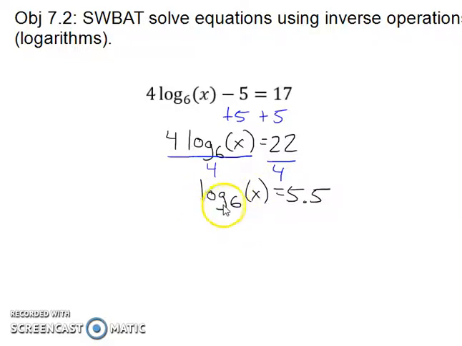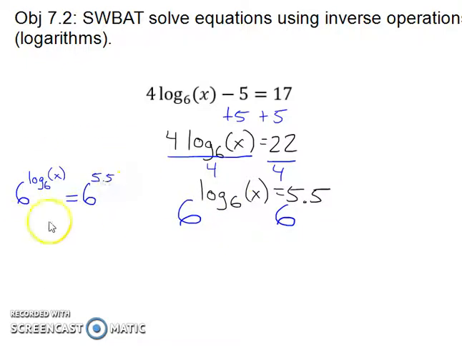And now we need to get rid of this log. Now this is new. This is not divide, this is not multiply or exponent or anything like that. To get rid of a log with a base, you raise each side as an exponent to that base. So since this is base 6, I'm going to do 6 to this power is equal to 6 to that power. Now I'm going to rewrite this over here just so you see. What I'm actually writing here is 6 to the log base 6 of x is equal to 6 to the 5.5.